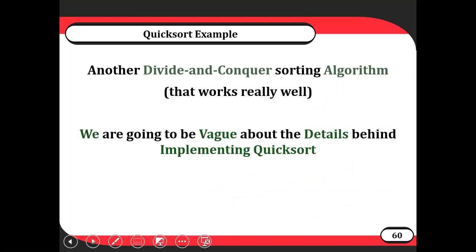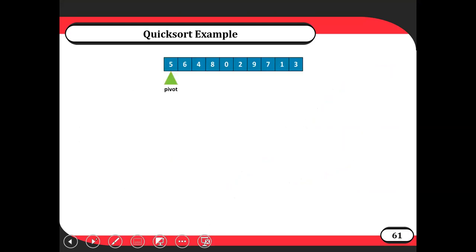And it works really well. So quicksort in practice works fast. And we're just going to go over it in vague detail. So if I have an unsorted list, I choose a pivot. Now I can choose a pivot at random, or I can choose the first location. Basically, you want something that is roughly, in terms of value, in the middle of your list.